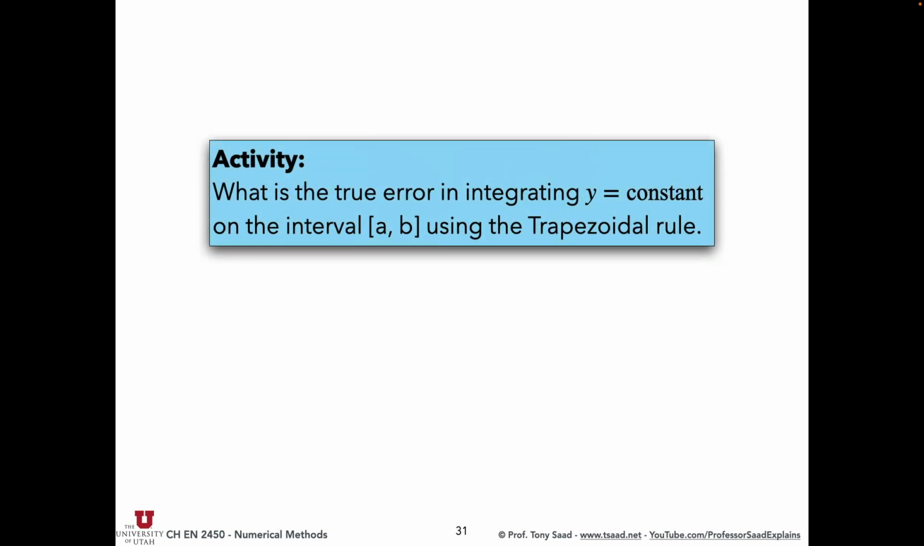So let's see. Okay, here's another trick question. What is the true error in integrating y equal constant on the interval a, b using the trapezoidal rule? So now you have a constant. You use the trapezoidal rule to approximate the integral of that constant. 0? Okay, let's take up some votes.